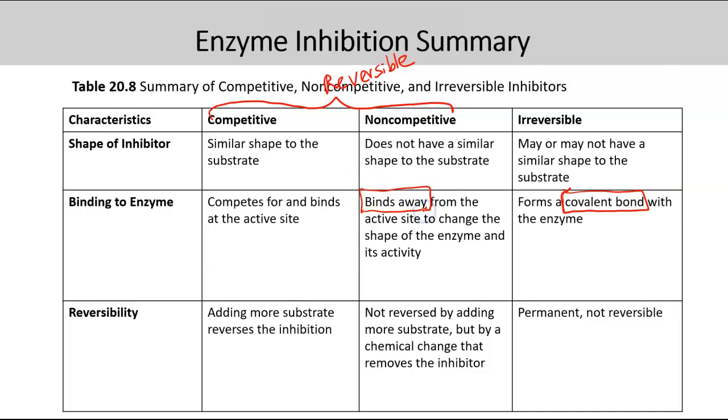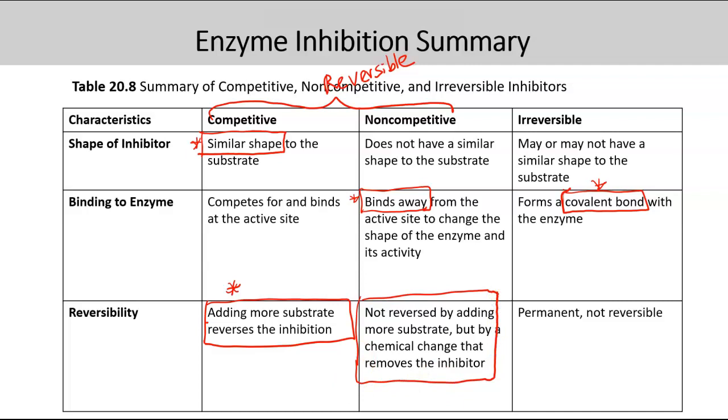I'm gonna put squares, so these will be tested in your homework, quizzes, and exams. That's why I'm putting these down here. And reversibility: competitive inhibition can be overcome by adding more substrate. This is another important feature. Adding more substrate reverses the inhibition. And non-competitive inhibitors will not be reversed by adding more substrate, but by a chemical change that removes the inhibitor.